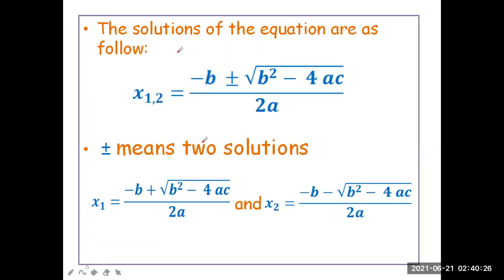Now, this is the general rule for solving a quadratic equation. x1 and x2 equal negative b, plus or minus the root of b squared minus 4ac, over 2a. That means plus and minus. This means that we have two solutions. x1 is negative b plus the root over 2a, and x2 is negative b minus the root over 2a.